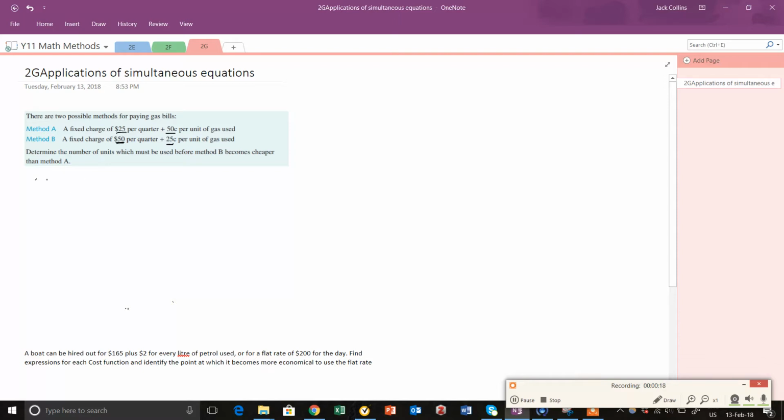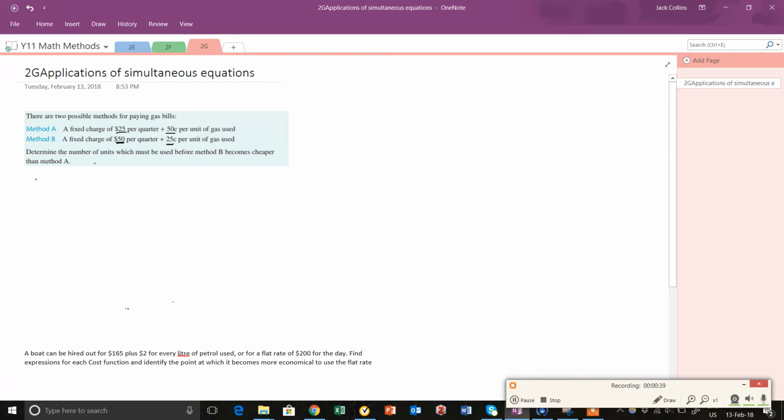Method A has a fixed charge of $25 per quarter plus 50 cents per unit of gas used, whereas method B has a higher fixed charge of $50 per quarter plus 25 cents per unit of gas used. You want to determine the number of units which must be used before method B becomes cheaper than method A.